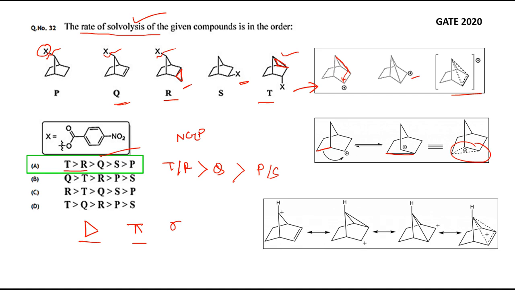And then if you consider Q, from Q you will get this carbocation at this position. Here the pi bond will be taking part in neighboring group participation. So this is the average structure where over 3 carbons the electron is delocalized. So option A is the correct option.